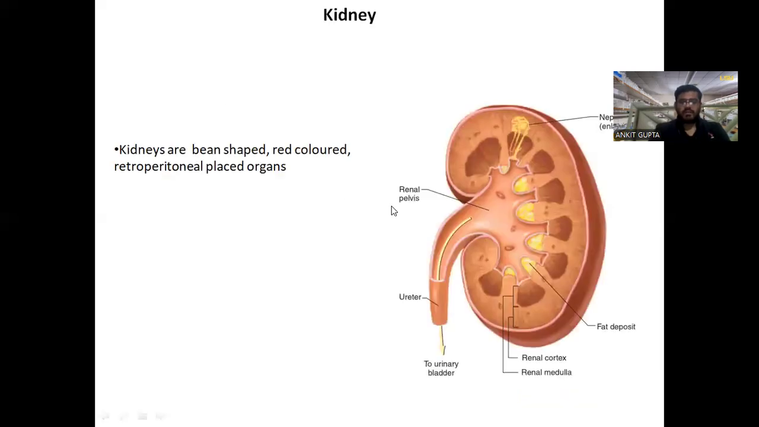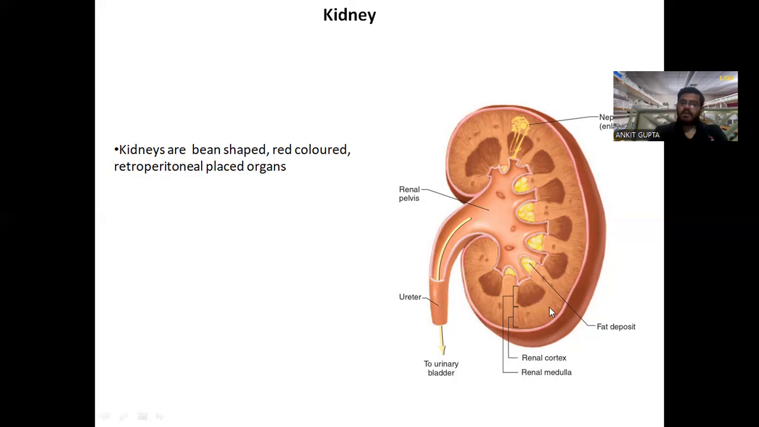So here is the diagram of a kidney. Kidneys are bean-shaped, red-colored and retroperitoneally placed organs. The main function of the kidney is to filter out the blood and excrete the unwanted things or other excretory products out of the body.